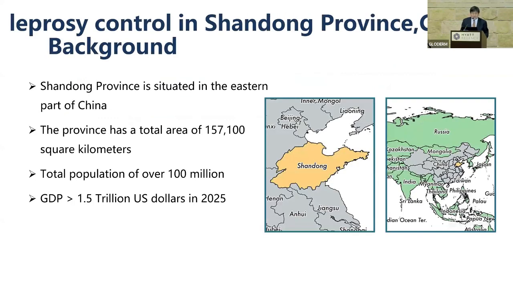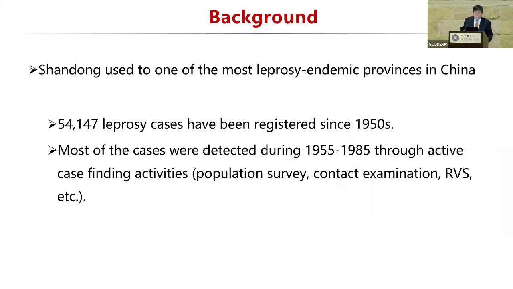First of all, I would like to introduce the situation of Shandong Province. Shandong Province is in the east part of China, you can take a look, the yellow area, and the province has a total area of 150,000 square kilometers with a population of over 100 million. Shandong used to be one of the most leprosy endemic provinces in China. So far, it has registered 50,000 leprosy cases since the 1950s.